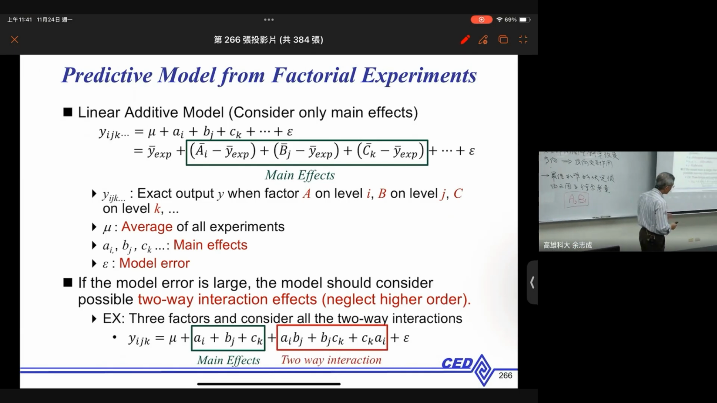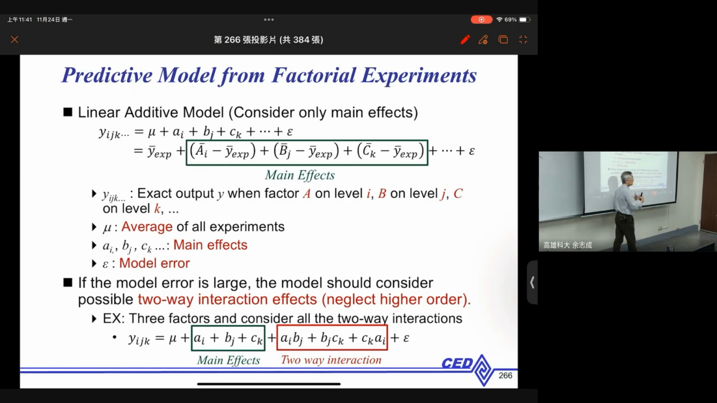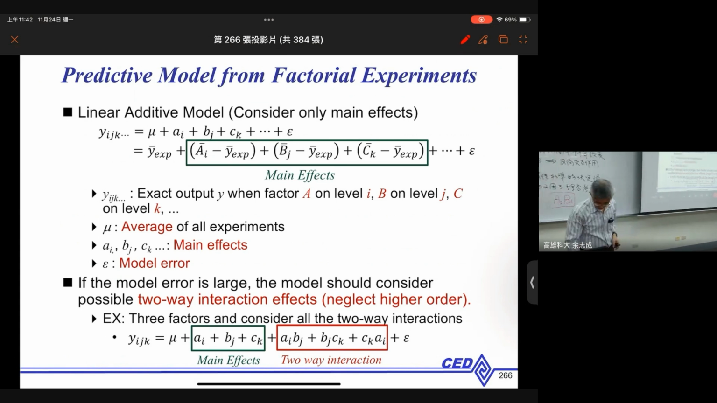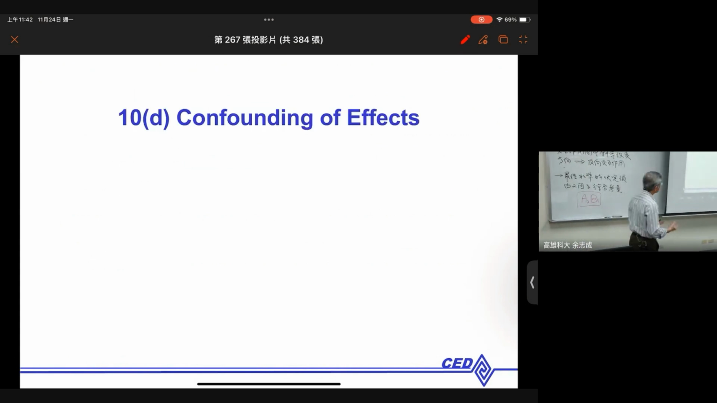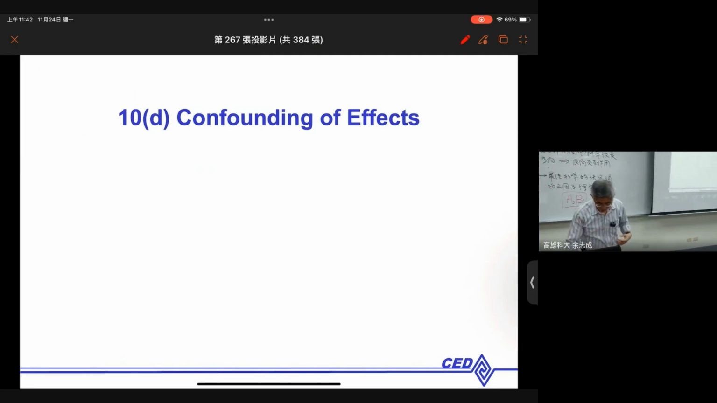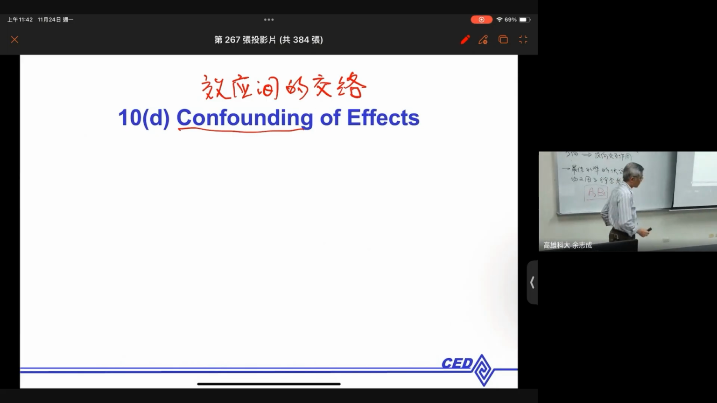Interaction effects. If these interaction effects are big or significant, you should include them in your model, which means that your model will have more variables. More variables means that you need more experiments in your orthogonal array in order to estimate these unknown variables. I don't want to go into too much detail, but I want to use this section to introduce what confounding of effects is.